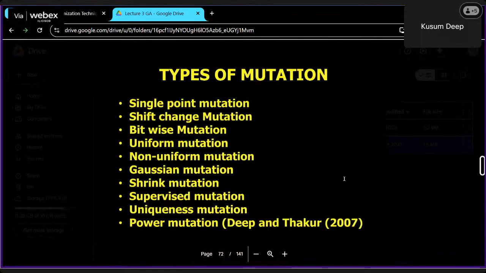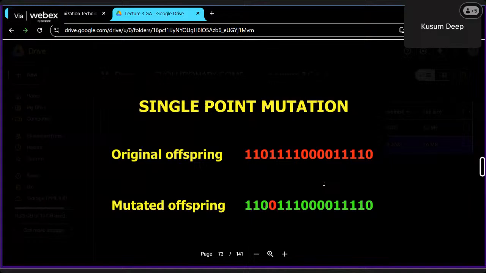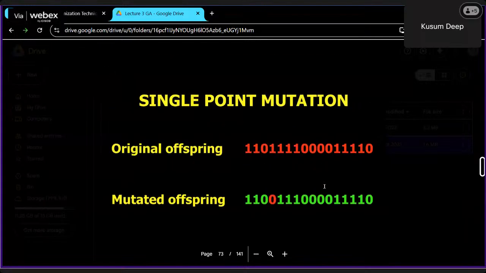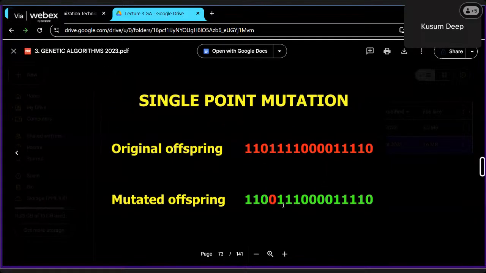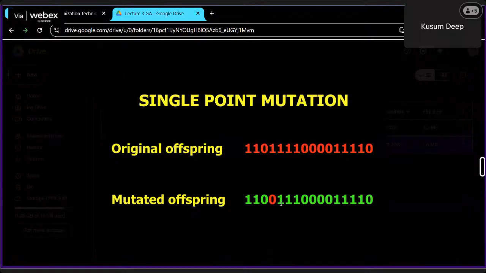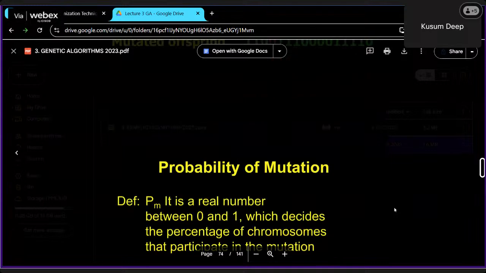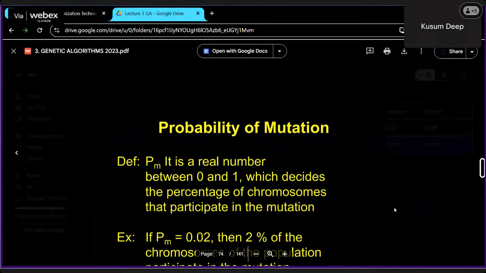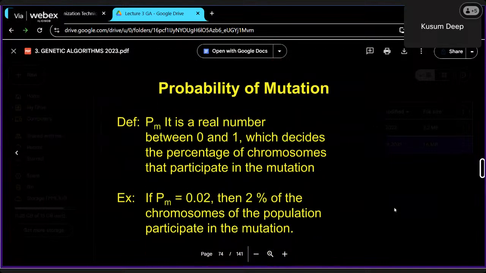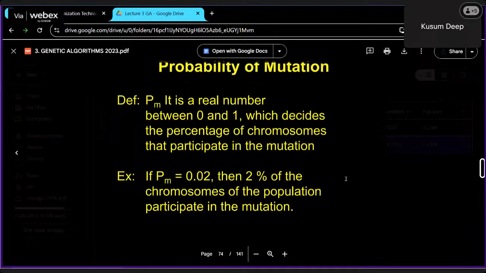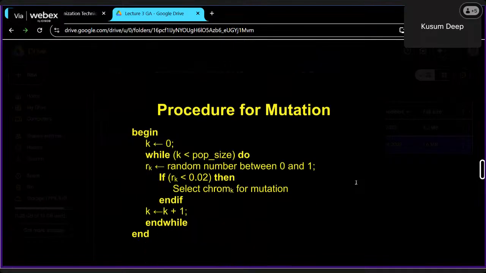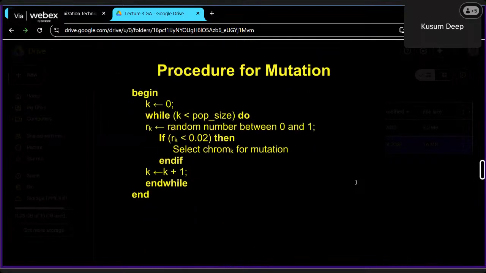We also looked at the various types of mutation, that is the single point mutation and so on. So the single point mutation is very simple. Just randomly choose a mutation site and flip it from 1 to 0 or 0 to 1. And just as we had done for the crossover, exactly in the same manner, we do for the mutation and define the procedure for mutation as follows.